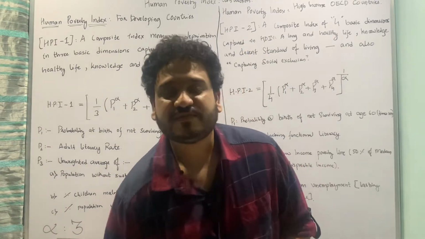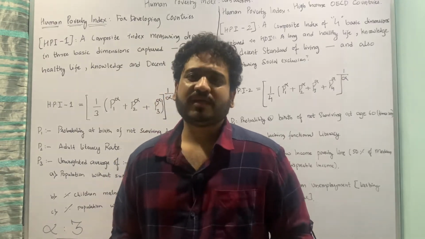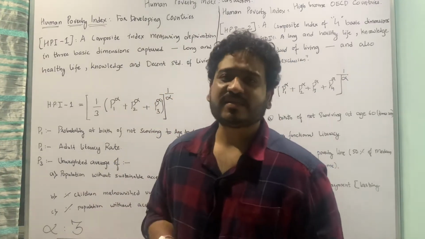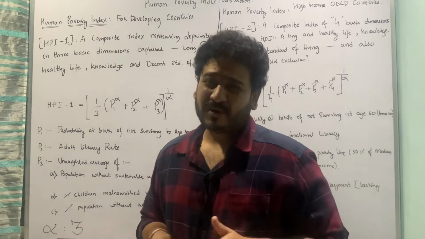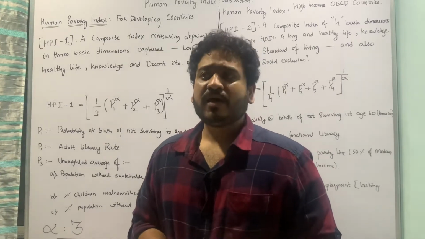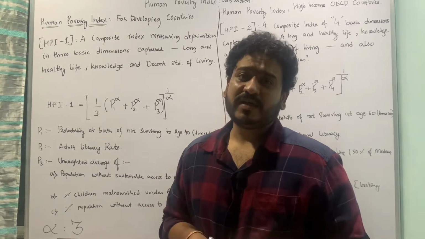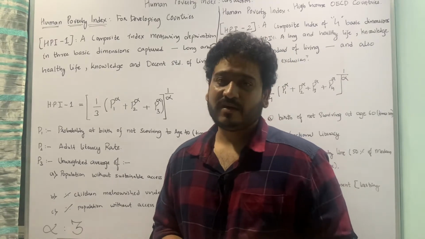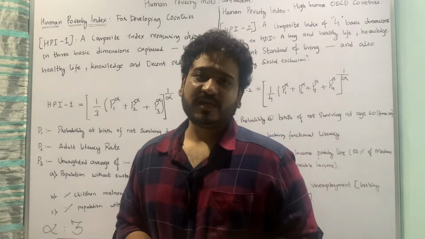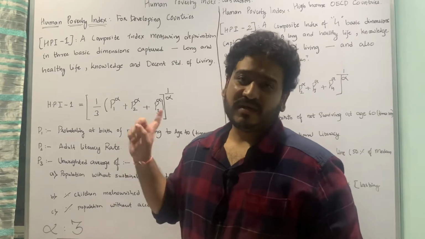In the previous class, we have seen the human poverty index and details with respect to the same. In today's class, I will be talking about the construction of, or the formula used to calculate, the human poverty index. I hope you can recollect that the human poverty index is calculated separately for the developing countries as well as for the high income OECD countries. So first, I will talk about the developing countries.